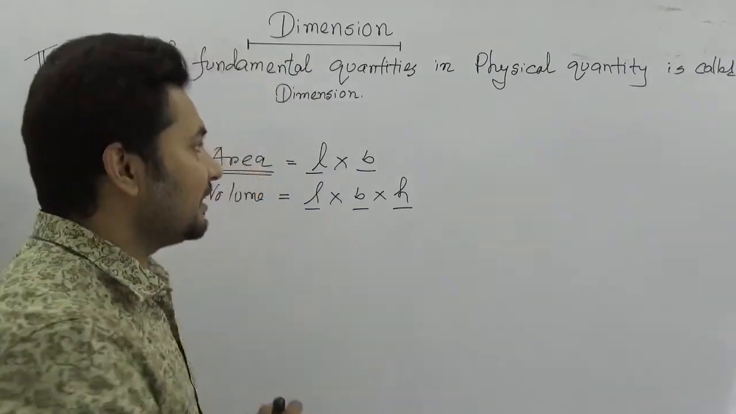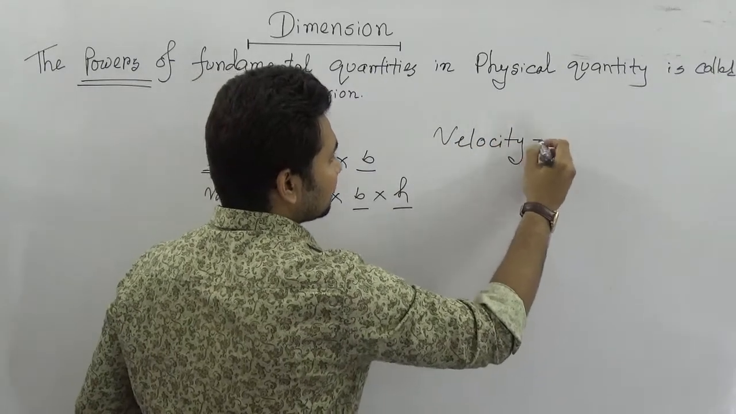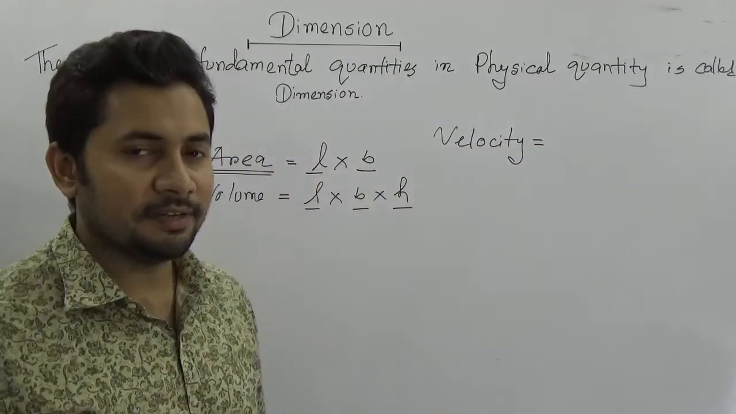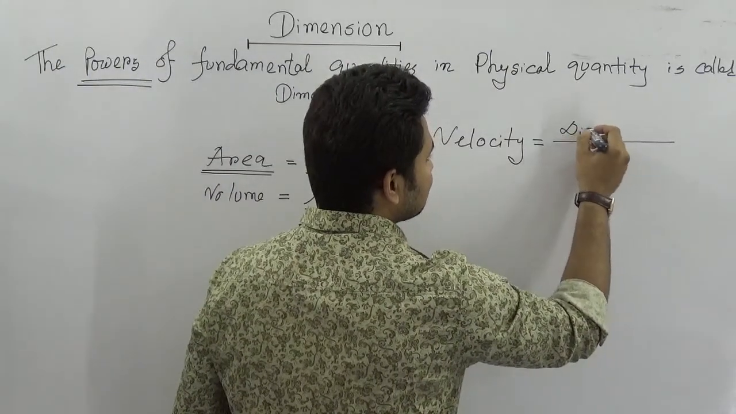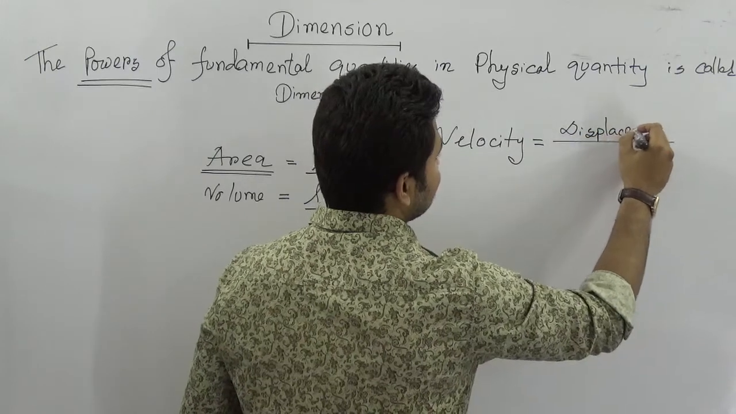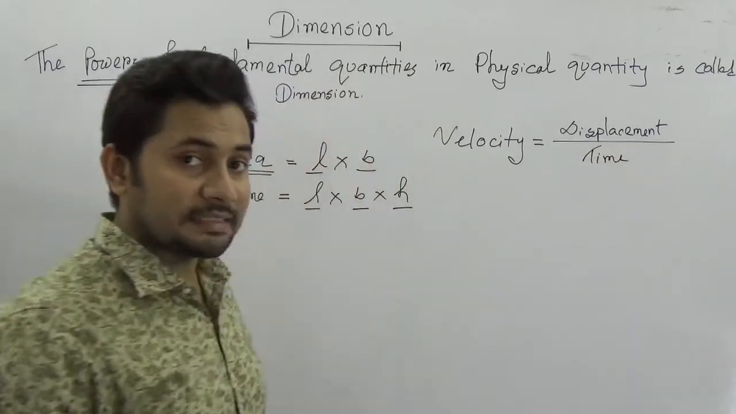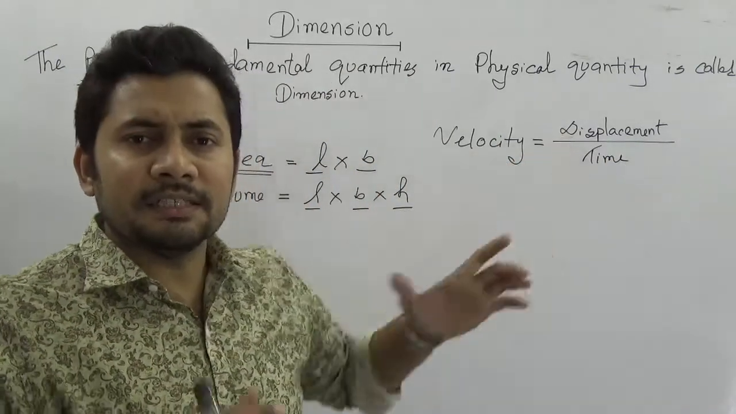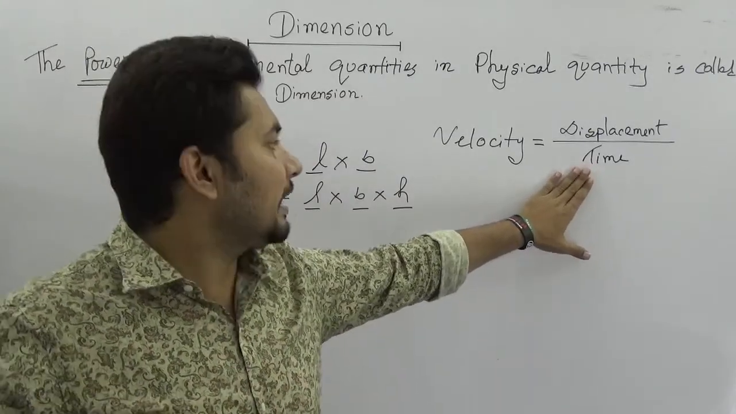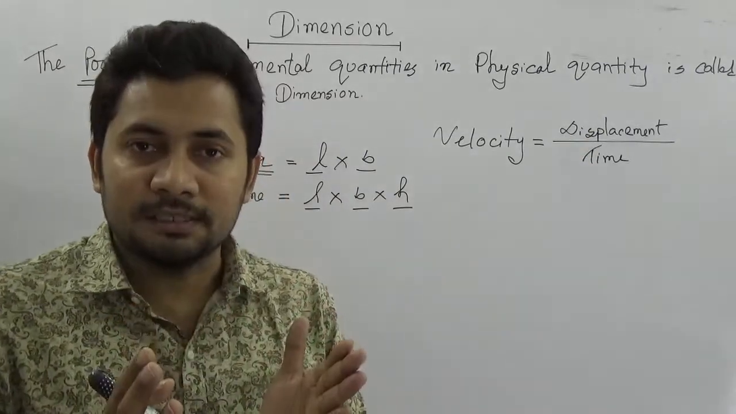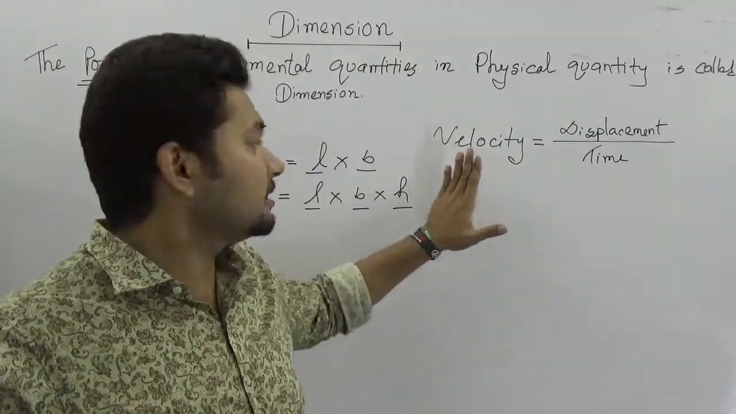Like if we say about velocity, we need to think about the definition. The definition is velocity is displacement over time. So we can see this displacement is actually a length, and this time is all about time, and these are fundamental quantities. So these fundamental quantities actually create this physical quantity, which is velocity.